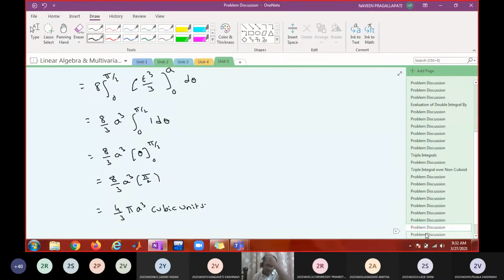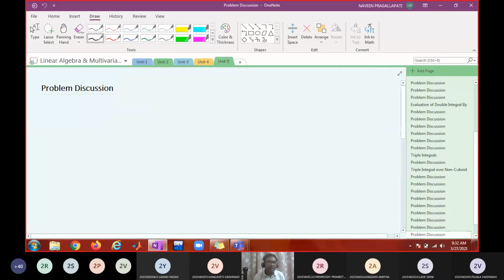So now you just try this problem as I did. I have demonstrated the sphere. If you're not able to solve it, we'll see the solution in the coming weeks. So note down this problem.